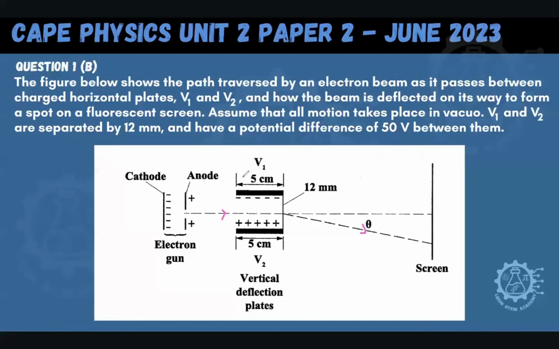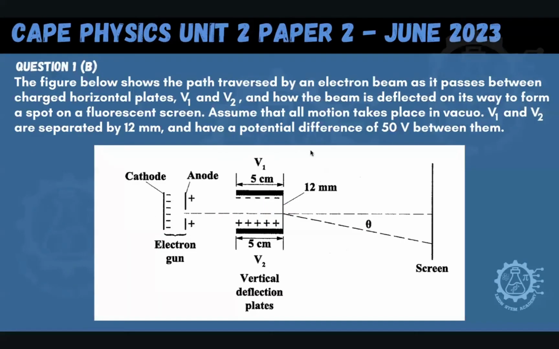So we're given the width of the plates themselves, right? So it's 5 centimeters. And the separation between them is 12 millimeters. And then we're given that the potential difference between them is 50 volts. So in between here, that volt is 50 volts. So we have a lot of information here. So let's see what is being asked of us to do from a calculation standpoint. So this is the figure that we're working with.